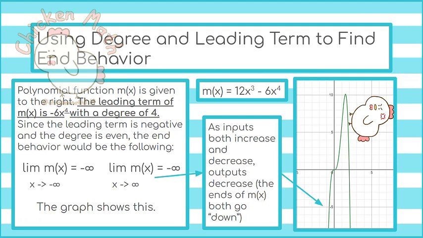And remember, from the last slide, we noted that one characteristic of polynomials with even degrees is that they have the same left and right-hand behaviors. And you can see this on the graph too. As inputs both increase and decrease, the outputs decrease.